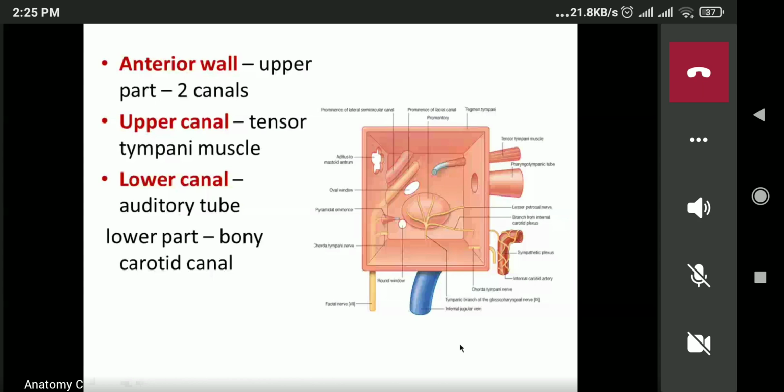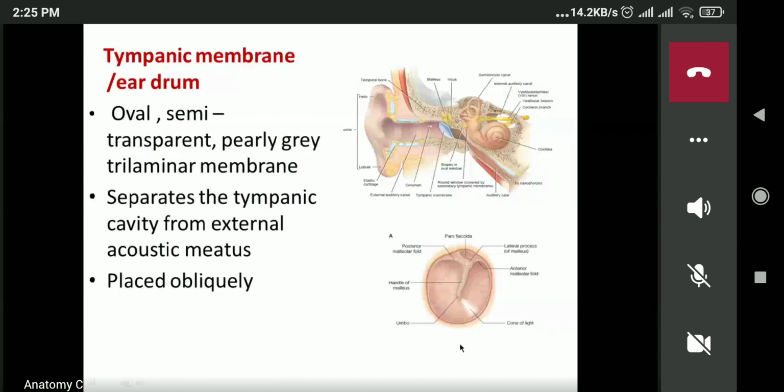Now come to the tympanic membrane, which is also known as the eardrum. This is how the tympanic membrane looks. It is oval in shape, semi-transparent, pearly gray in color, and it is a trilaminar membrane. So it is made up of 3 layers, a trilaminar membrane. This is how the tympanic membrane is placed.